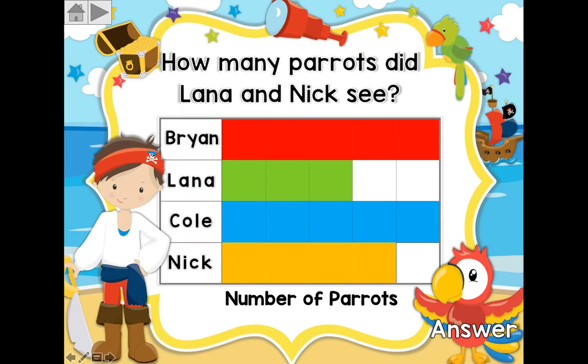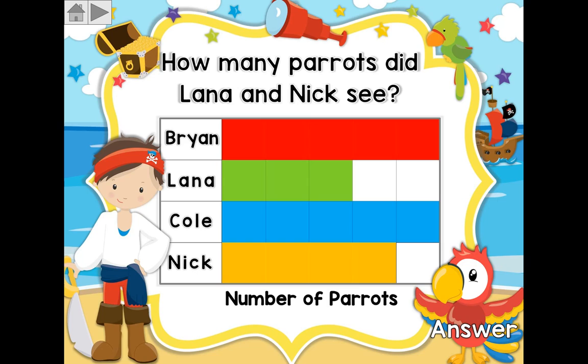Now we're going to look at a new bar graph, and this one goes horizontally. That means the bars are going from side to side. And this bar graph looks at the number of parrots that friends saw. So this question says, how many parrots did Lana and Nick see?